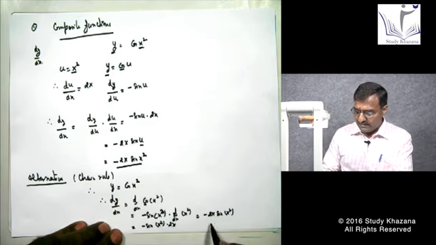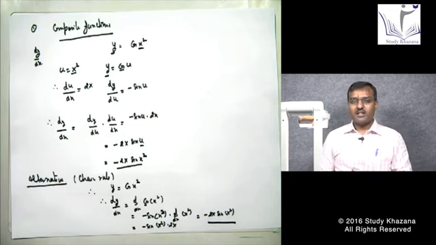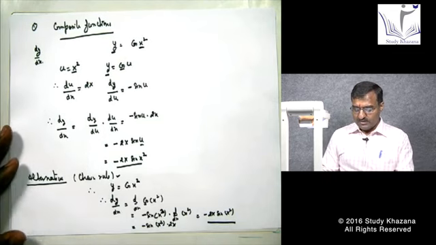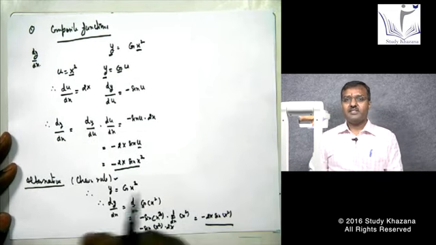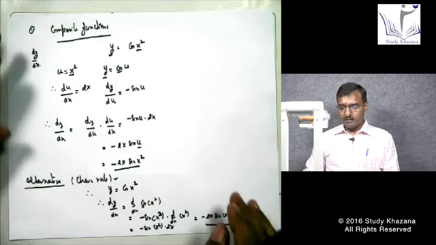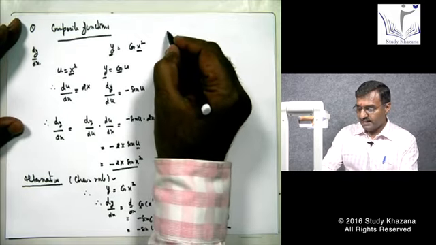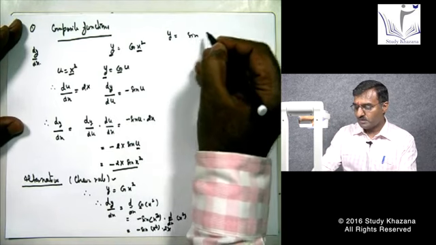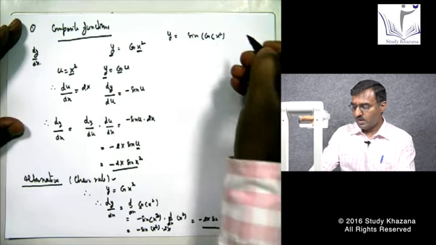So what you will find is the same thing we found here. So this is the method of substitution or by chain rule. The chain rule is a very simple rule. Here we can find the differentiation in a single step. Let us see one more example. Suppose I write y equal to sine cos x square.